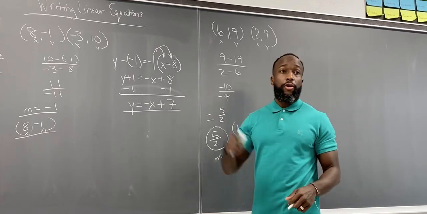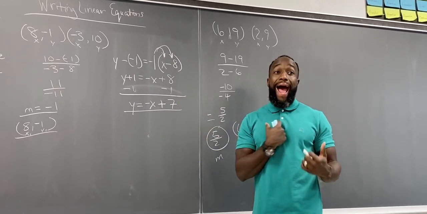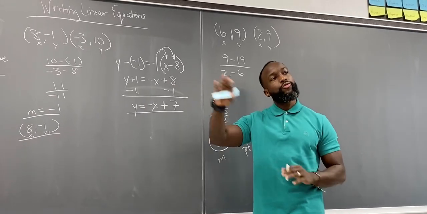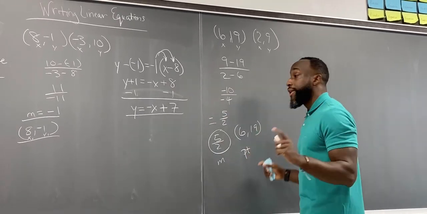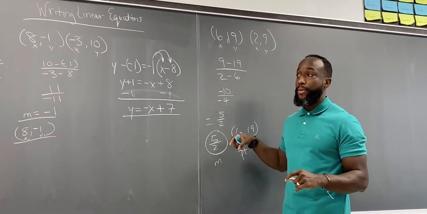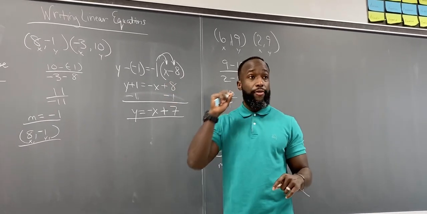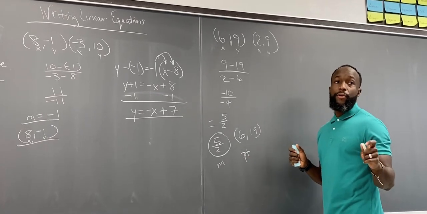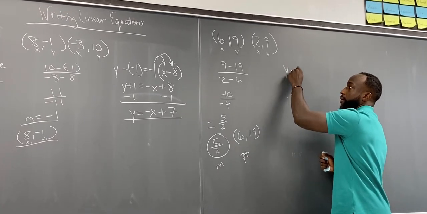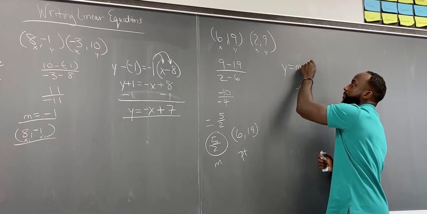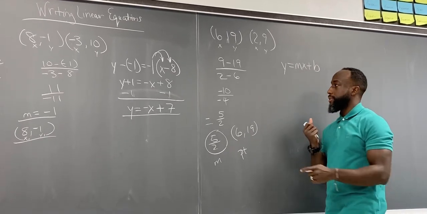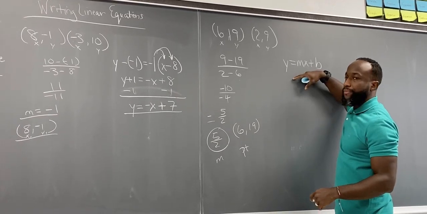What we've been doing is going from point slope to slope intercept. I personally feel like that's the best way to do it. It's a smooth process. Another way is to go straight to slope-intercept form. What's slope-intercept form again? y equals mx plus b.